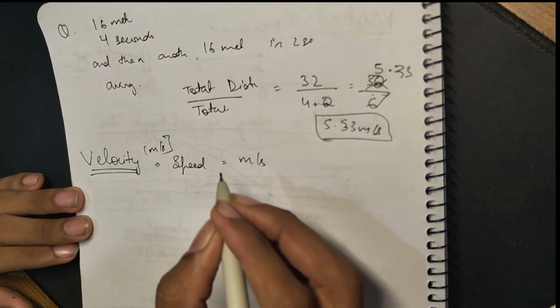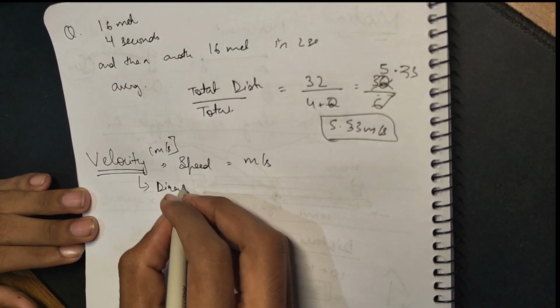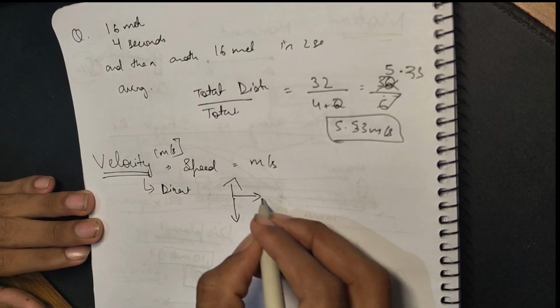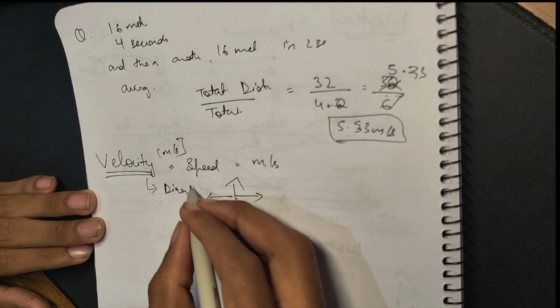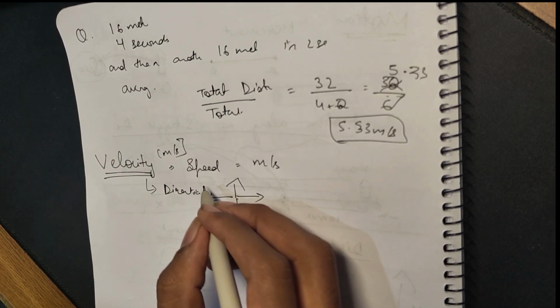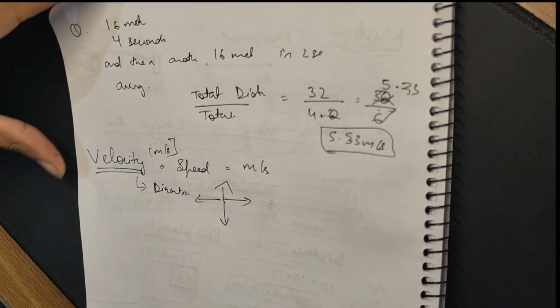But what is different? Velocity depends on direction. If the object is going in the north direction, the south direction, towards the east, or towards the west, all this matters for velocity. In which direction are you taking the body traveling? This is the case of velocity. Let me give you a simple correlation between the terms.